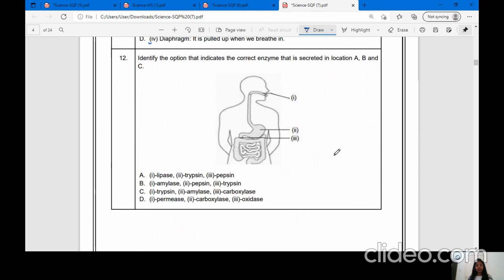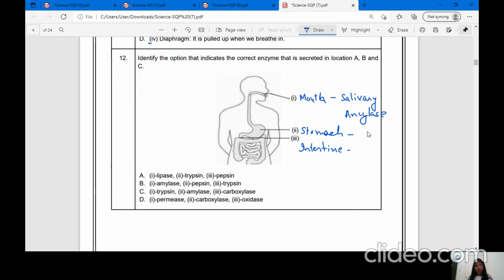Identify the option that indicates the correct enzyme that is secreted in location A, B, and C. So what is A? This part is the mouth, okay, buccal cavity. This is the stomach, and this part is the intestine. Now let's recall which enzyme is secreted in the mouth. That is salivary amylase. Okay, that is the only enzyme which is secreted in our mouth, salivary amylase.